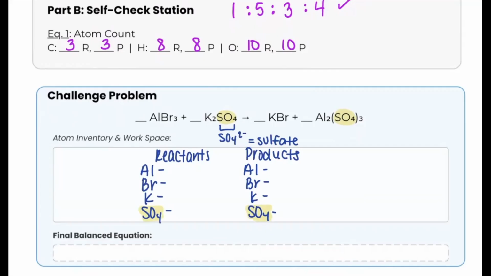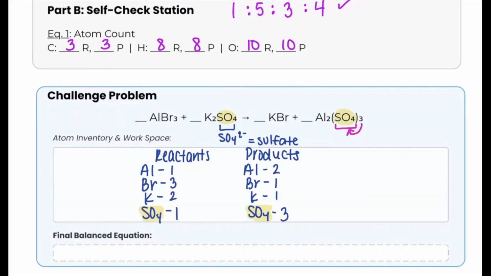Now let's count. On the left, we have 1 aluminum, 3 bromines, 2 potassiums, and 1 sulfate. On the right, we have 2 aluminums, 1 bromine, 1 potassium, and 3 sulfates. Remember that subscript 3 tells me that I have 3 sulfates present. Treat it as a unit.